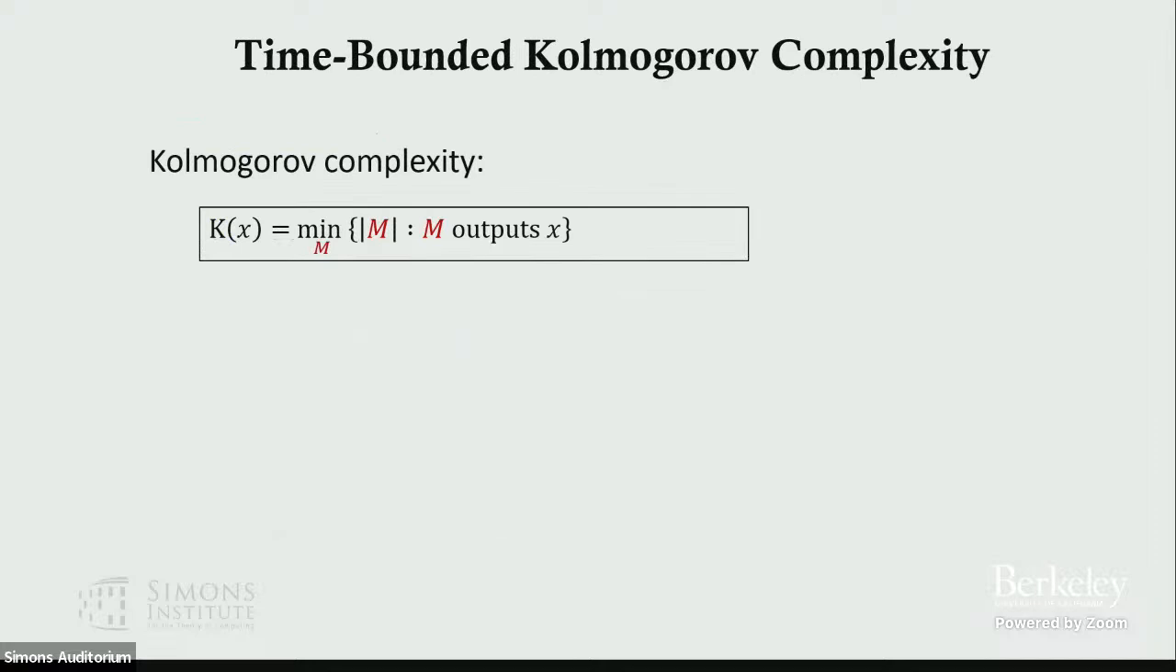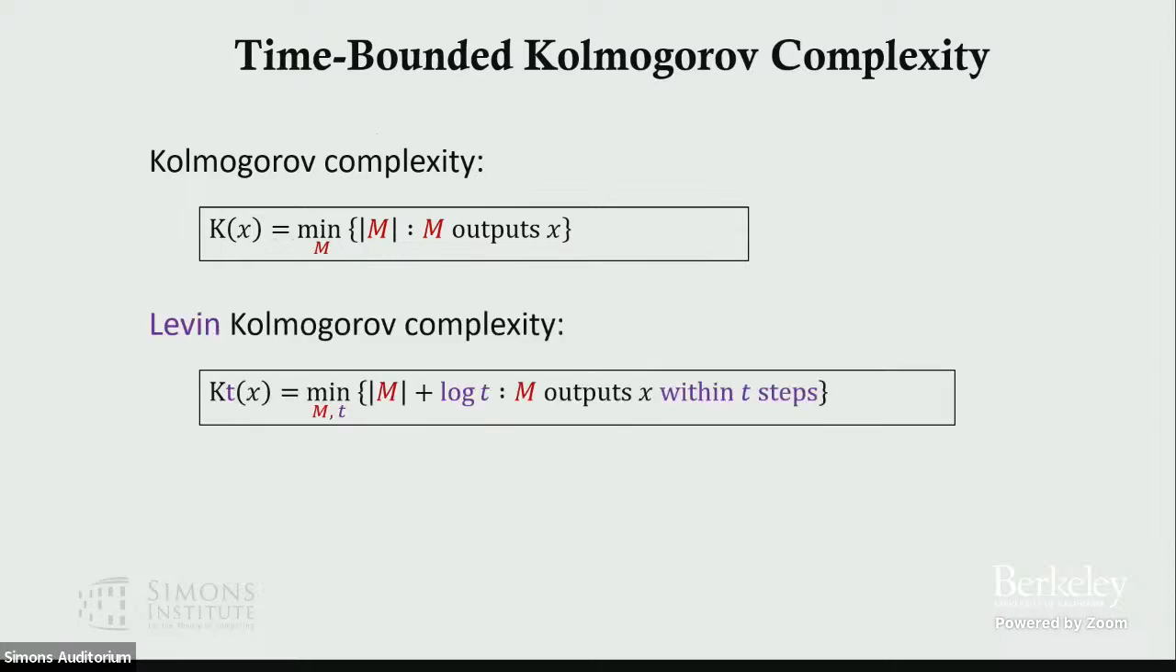Okay, so time-bounded Kolmogorov complexity. Here's the definition of the unbounded case. There are different notions, as we have seen. And one important one is called K little t. It's the Levin Kolmogorov complexity. Here we minimize not just the length of the representation, but we also add the log of the running time to the measure. So Kt of a string x is the minimum over encodings M of the length of M plus log t, such that this machine outputs x within t steps.